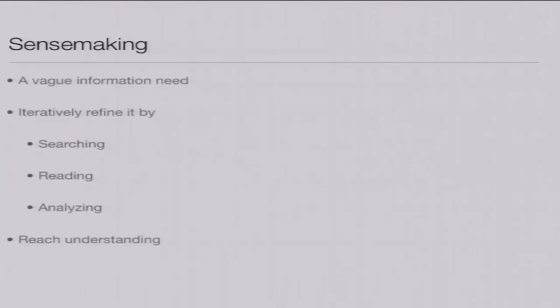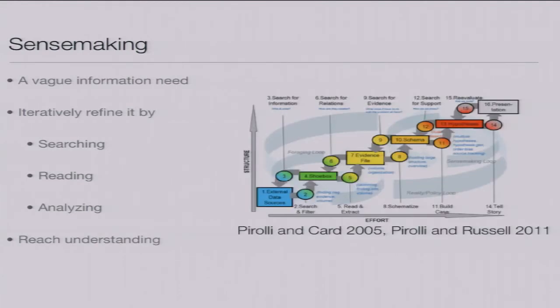So there's this term called sensemaking. It's not the best word, but that's the word. It's a term of art, which is how do people start with a vague information need and iteratively refine it by searching, reading, and analyzing in a loop and reach understanding. And this is a popular graph that's used to show that iterative process. So we want to support that mushy process in the middle.